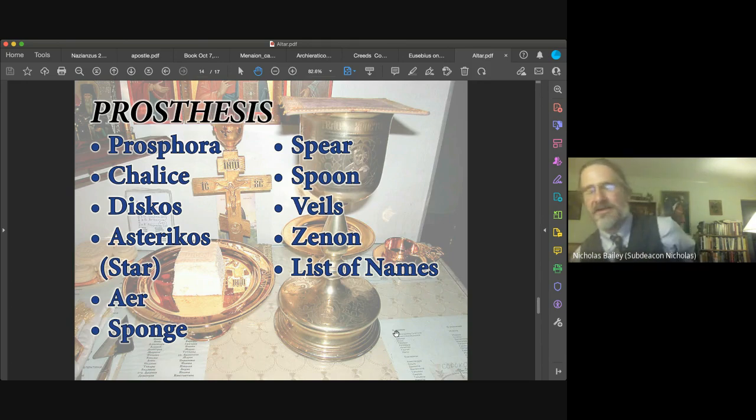When the bread is made, it is often made by a member of the community. At present, Father's making it, but it may occasionally be made by a member of the parish as an offering. And in the early church, that procession where we bring the gifts out actually came from another building around to the altar.